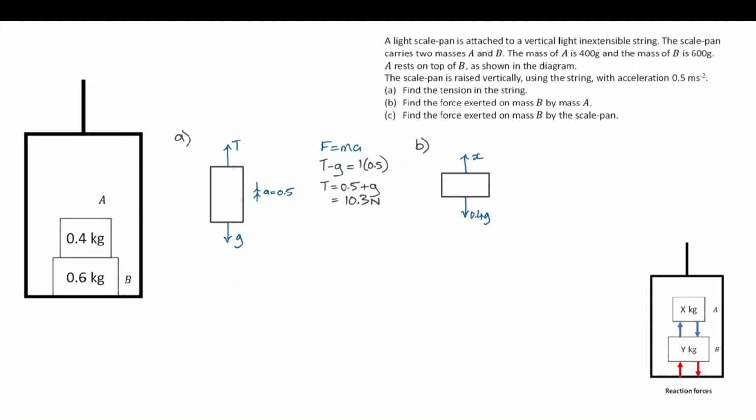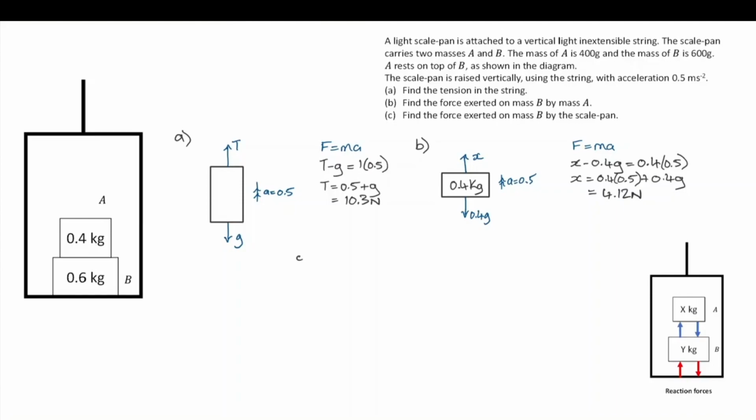The particle's moving in the same direction as the entire system, and it has the same acceleration as the entire system. So we have enough information to apply Newton's second law again. The resultant force, X minus 0.4 g, is going to equal the mass here is 0.4 kilograms, 0.4 times the acceleration of 0.5. Okay, rearranging to solve for X, and we get 4.12 newtons to three significant figures.